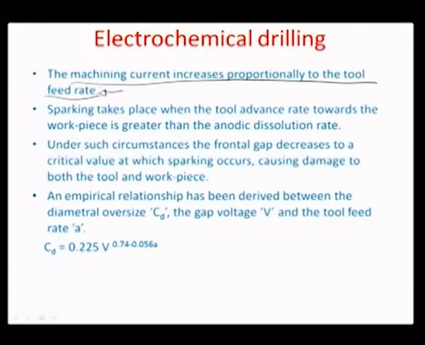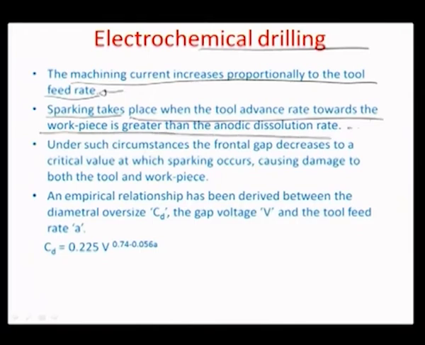So, there are certain ill effects which take place, particularly in the electrochemical drilling process. For example, one such undesirable effect is sparking, and sparking typically takes place when the tool advance rate towards the workpiece is greater than the anodic dissolution rate.